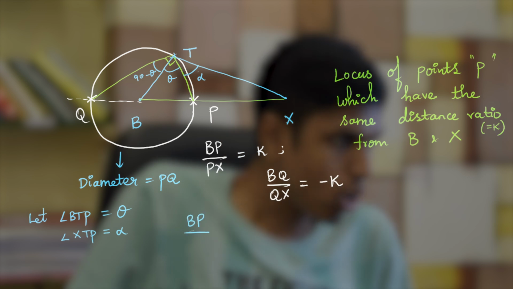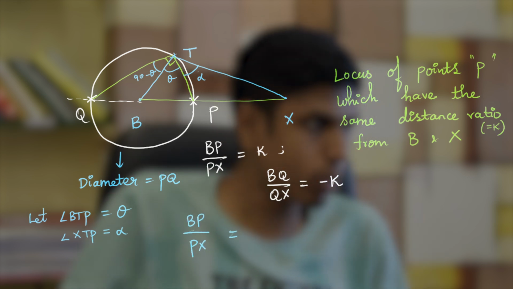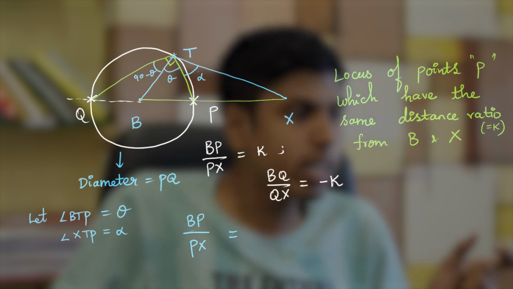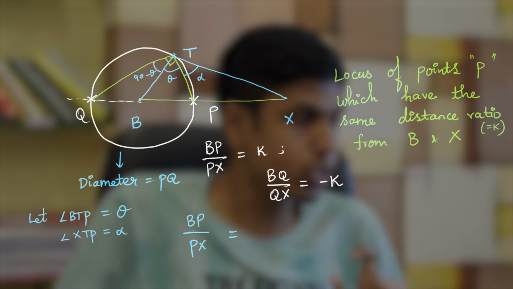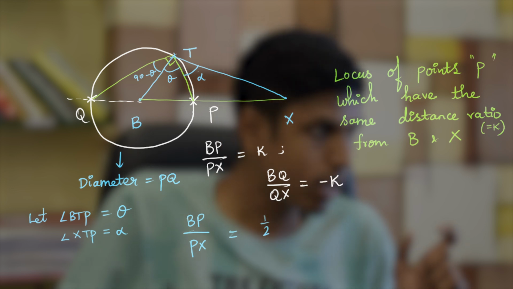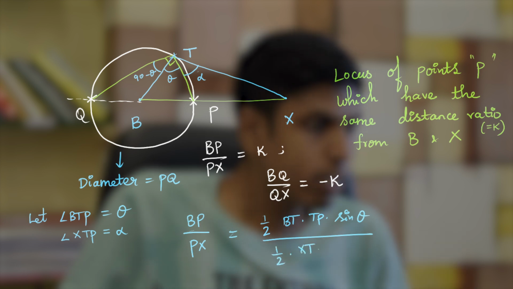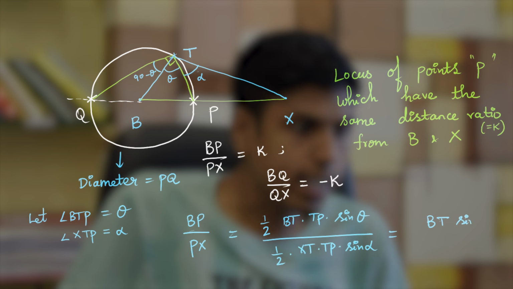So BP upon PX equals K, that's how it was defined. But we can equate them through area ratios. That is, half AB sin theta formula implies that it is half BT times TP times sin theta, whole divided by half XT times TP times sin alpha. Thus we get it is equal to BT sin theta divided by XT sin alpha.